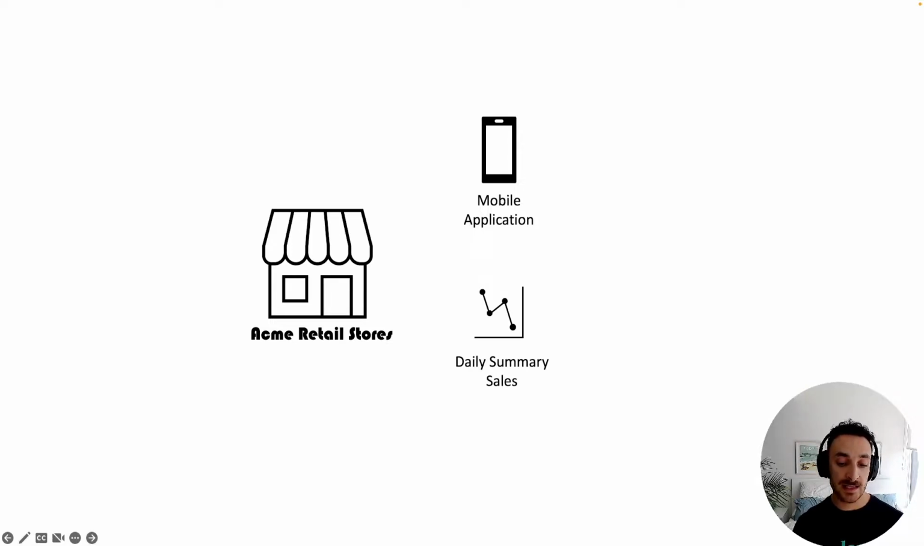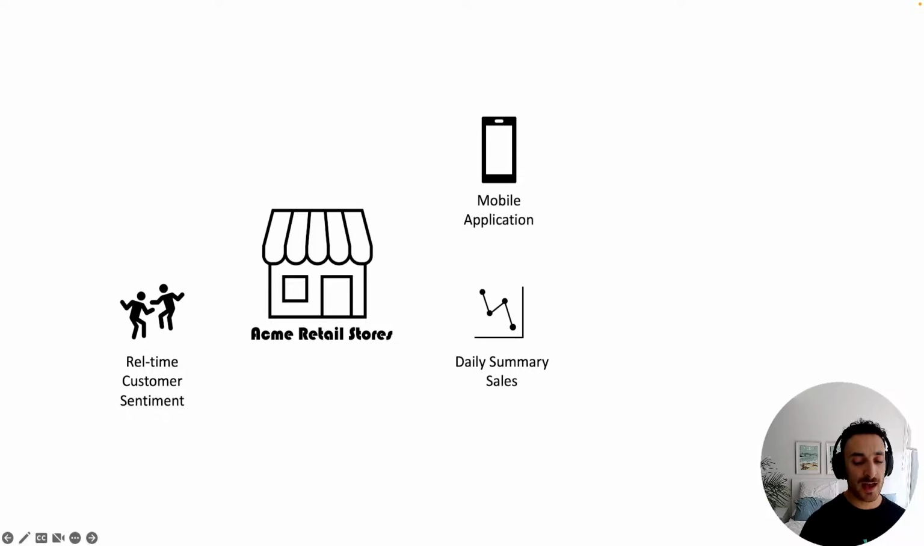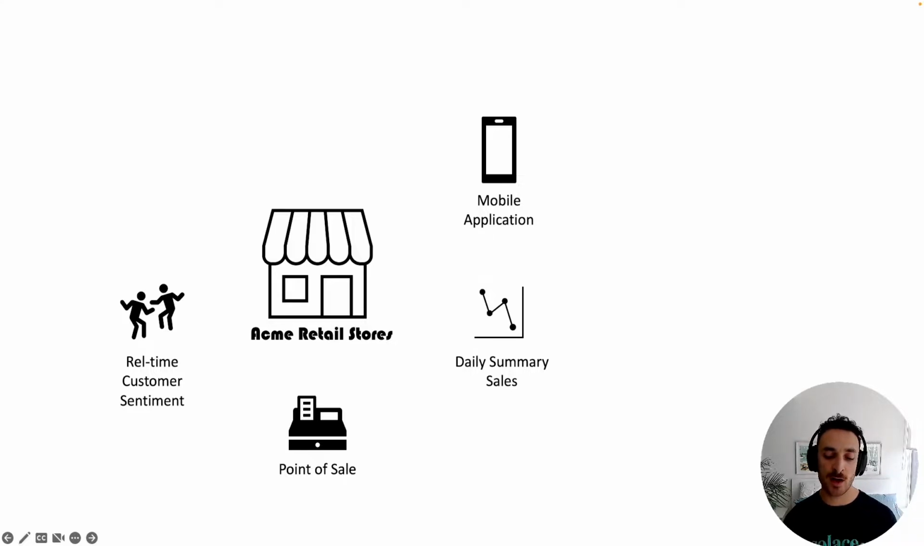There is a daily summary sales microservice that receives all orders for the stores and produces summarized graphs. This is for executive consumption. We have a customer sentiment application, which is a real-time application that reflects how customers are feeling in the store. There's a point of sale system that receives product events from supply chain management domains and allows for price updates and restrictions on purchases.